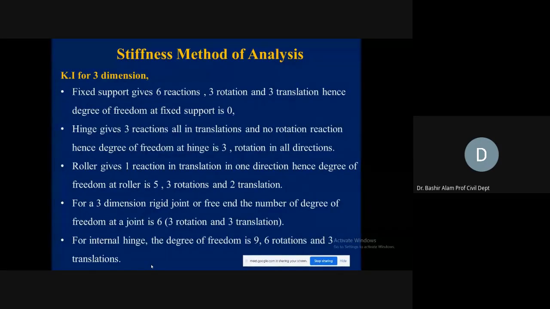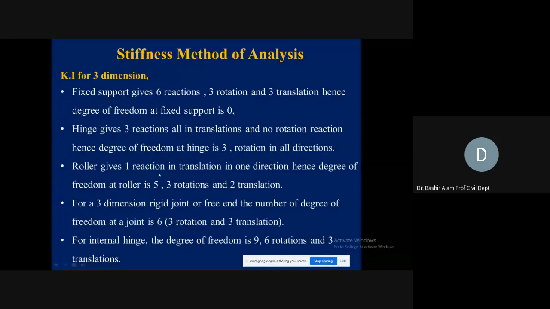In case of the hinge support, the hinge will now be allowing movements in all 3 directions, meaning 3 rotations in all directions. These become your unknown joint displacements. It can take the vertical, horizontal, and then in the z direction also the translation, the reaction. So it is not allowing any translation, but it can allow the rotation, 3 possible rotations, and the 3 possible translations will be restrained.